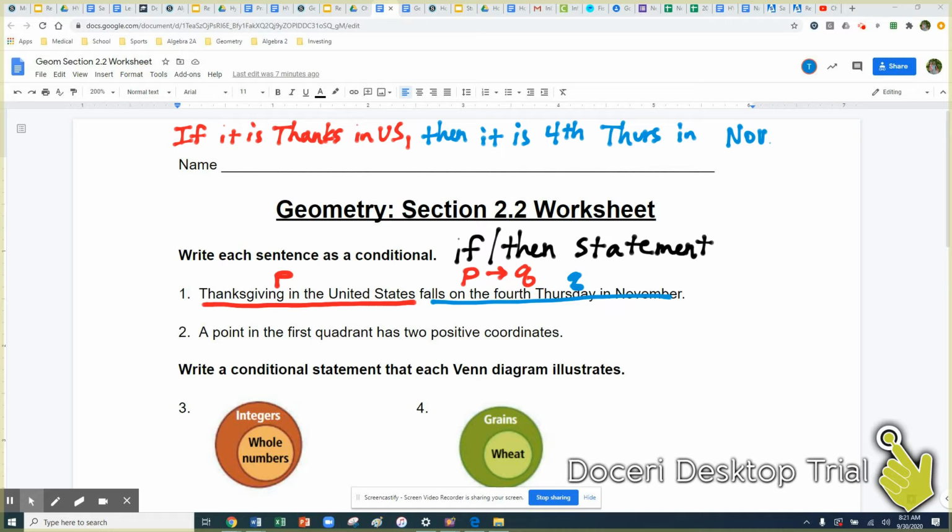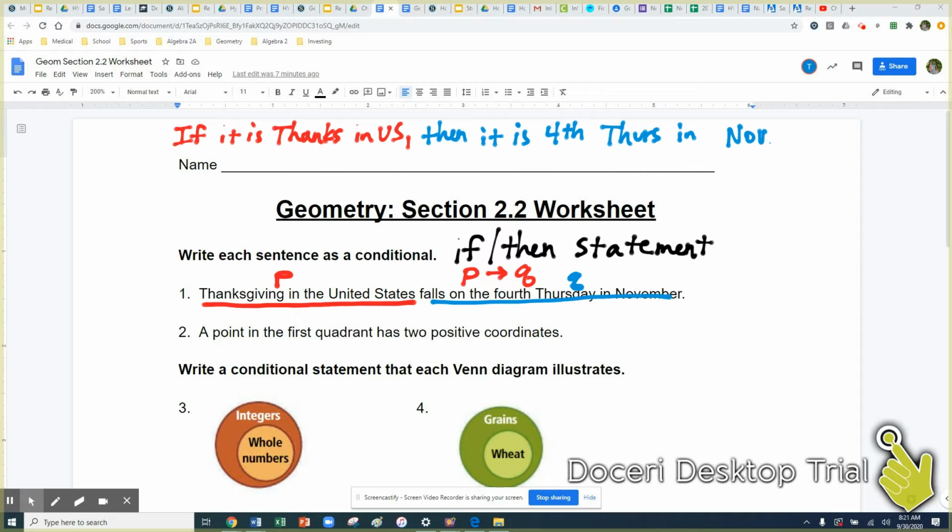Now there is not just one answer to do this. If you rearrange with a little bit different words, that's fine. You'll also notice on some of these conditionals, you can put the second part of the sentence as your hypothesis, and the first part could be your conclusion. That's still going to make sense. If you said, if it is the fourth Thursday in November, then it is Thanksgiving in the U.S., is that still going to be true?